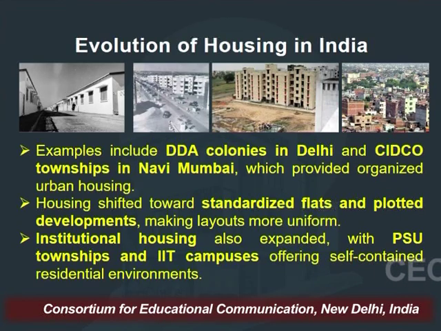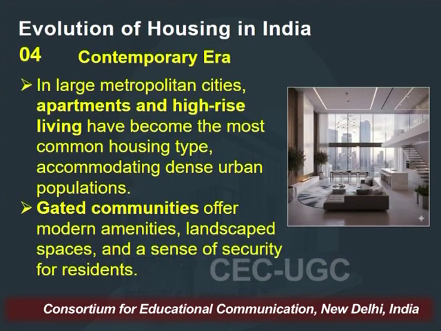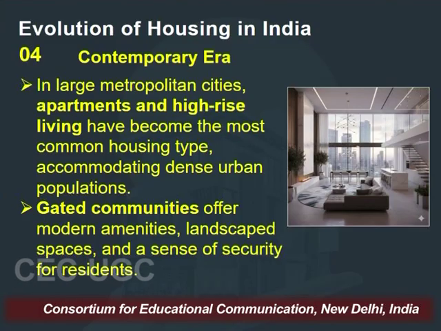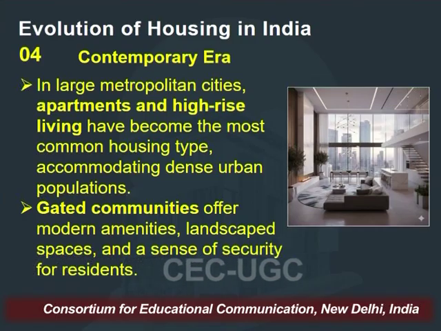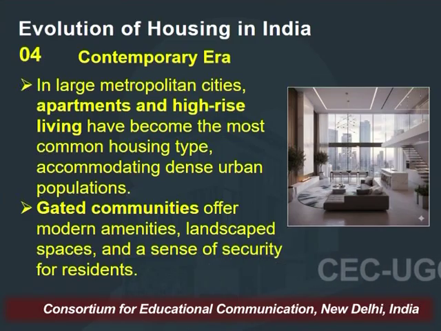Housing shifted towards standardized flats and plotted developments, making layouts more uniform. Institutional housing also expanded, with PSU townships and IIT campuses offering self-contained residential environments. In large metropolitan cities, apartments and high-rise living have become the most common housing type, accommodating the dense urban population. Gated communities offer modern amenities, landscaped spaces and a sense of security for residents.